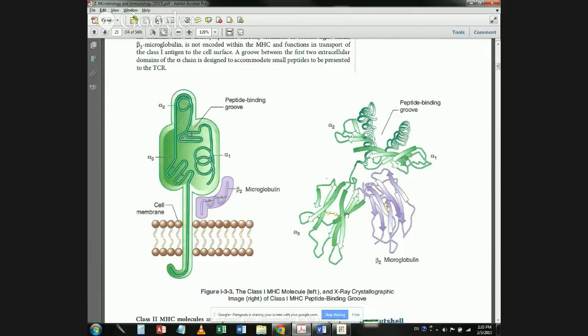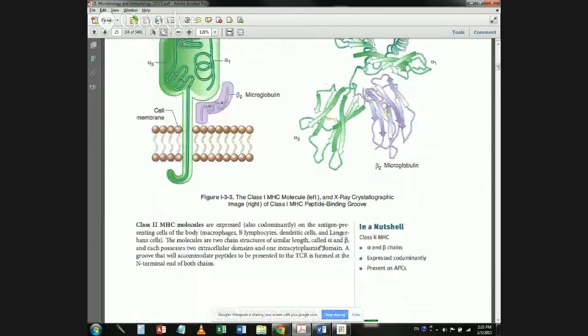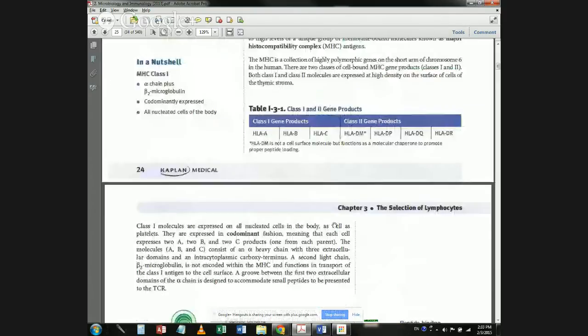And here's the crystallographic. Look at that. That's the microglobulin. This is one long chain, and the alpha 1 and alpha 2 are very close as a peptide binding groove. Wonderful. Absolutely wonderful.